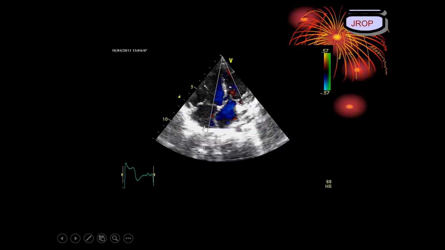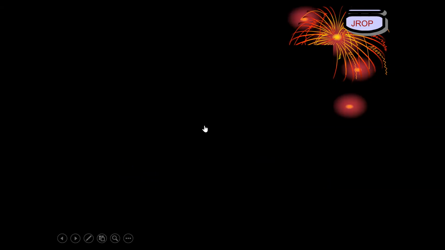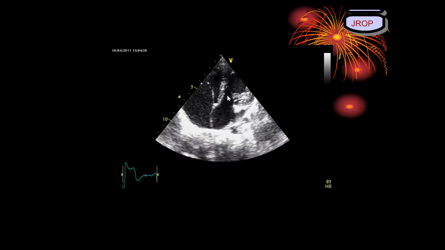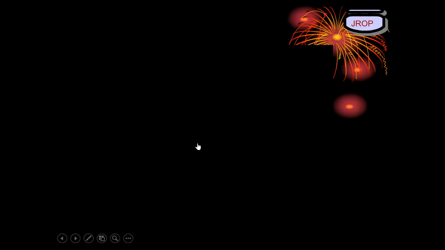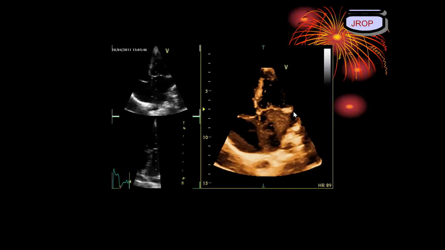Now, if this transposition of great vessels is present, you go to the next. Now it's better seen over here without colors. This is mitral valve, which is basally placed, tricuspid valve, which is apically placed. This is RV, this is LV. Now we go to this three-chamber view. This is a three-dimensional picture. Same thing is seen in the three-dimensional picture. This is mitral, this is tricuspid, this is RV, this is LV. This is all because we have got atrioventricular discordance, correct?